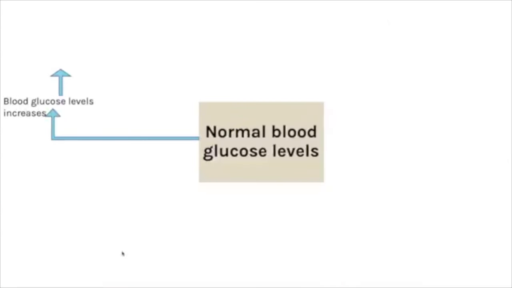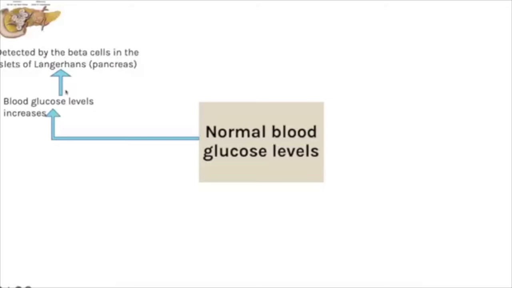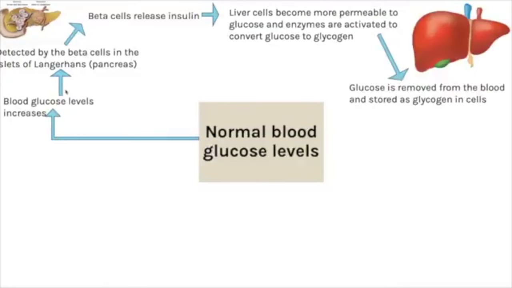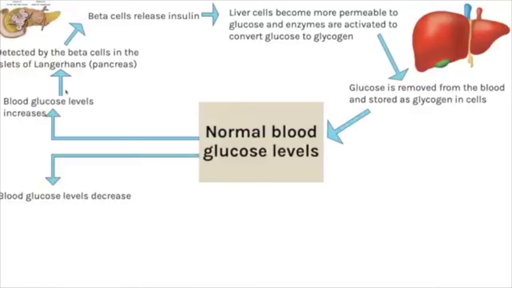Now, just to look at this as an overview, your normal blood glucose levels, after you've eaten, will increase. And this will be detected by the beta cells in the islets of Langerhans in the pancreas. The beta cells will release insulin. That will cause the liver cells to become more permeable to glucose, and enzymes will be activated to convert the glucose that's been absorbed into the liver cells into glycogen. That glucose has now been removed from the blood and stored as insoluble glycogen, and therefore the blood glucose levels have been restored to normal.